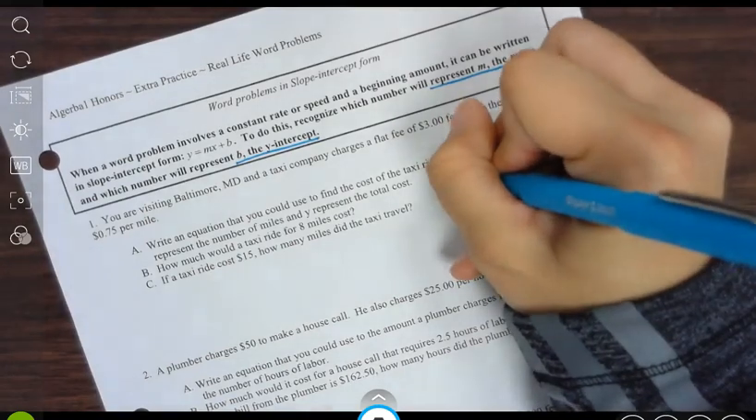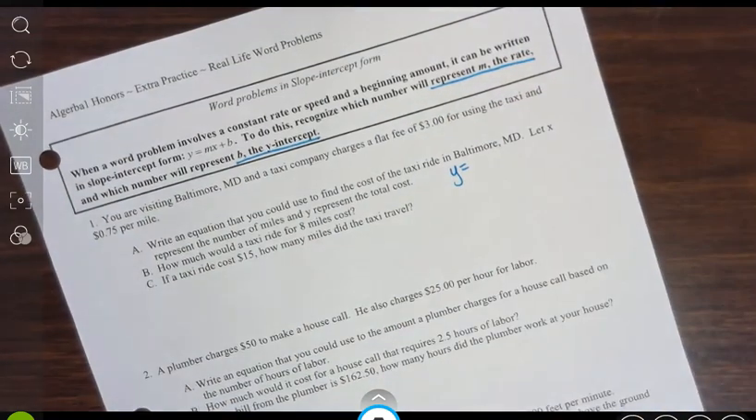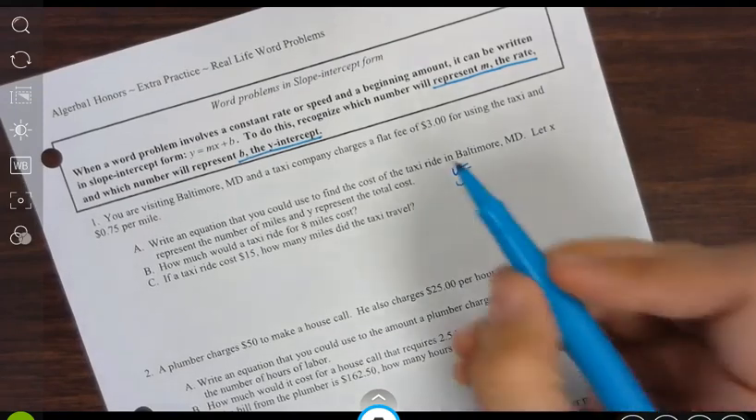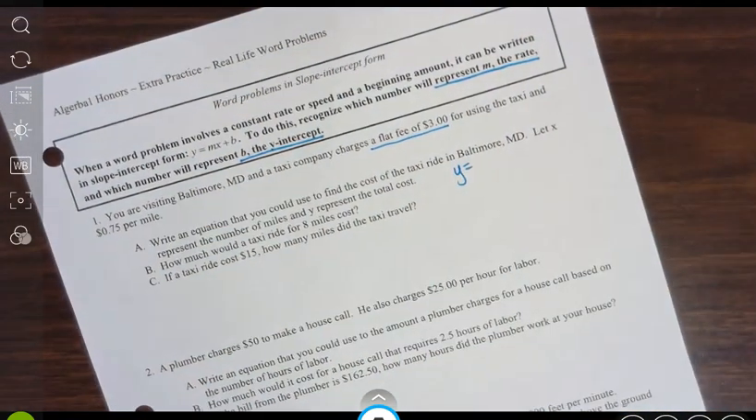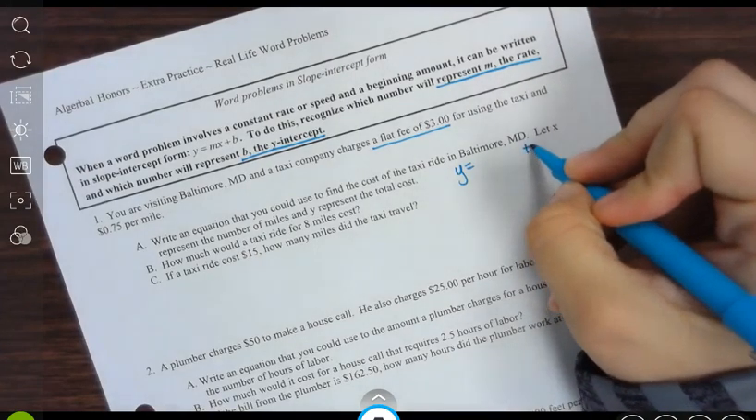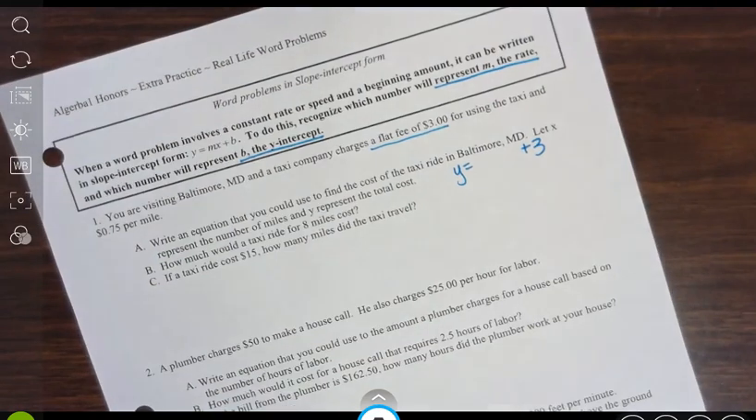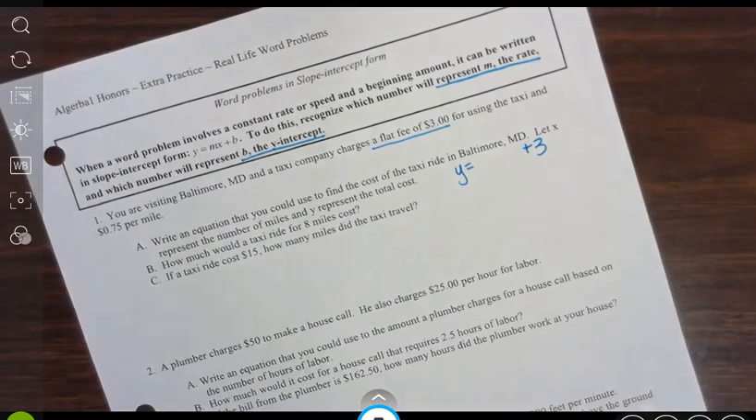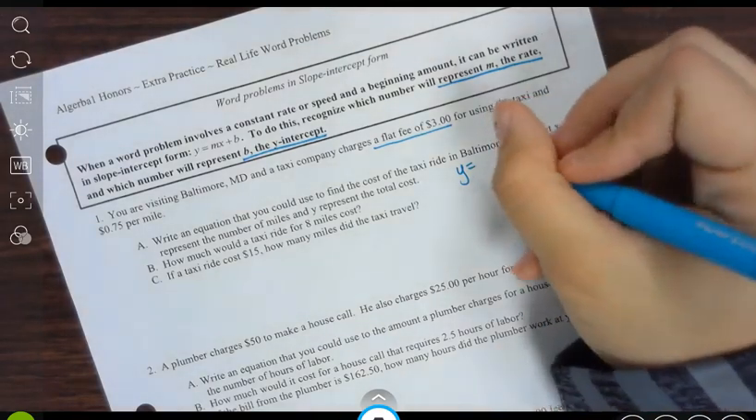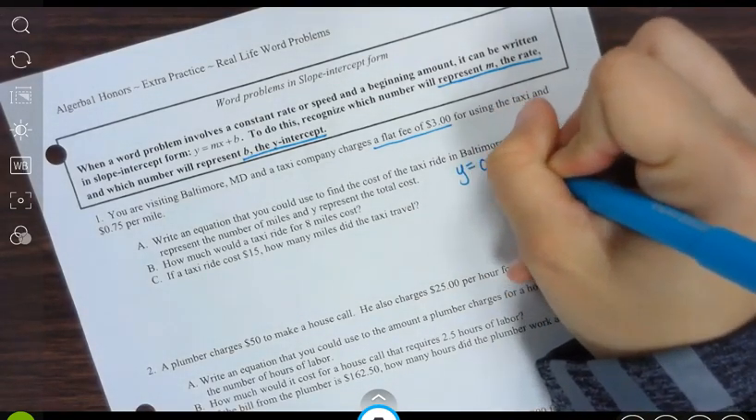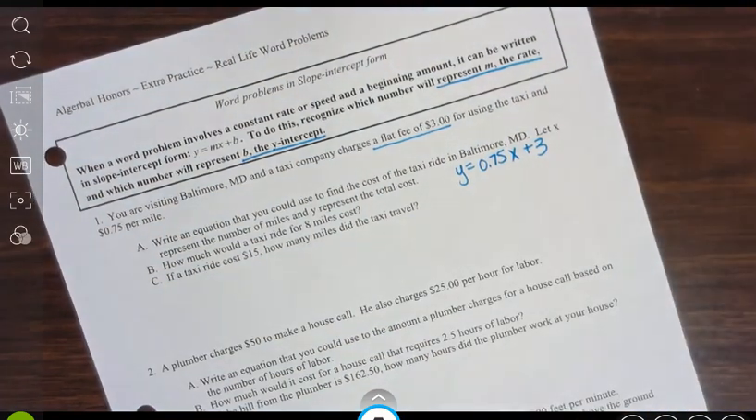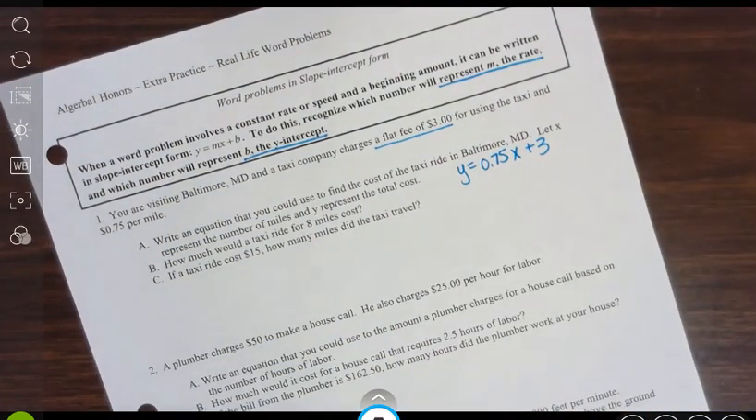Okay, so our total cost, y, we have to find out what our rate is. Our flat rate is never going to change, so that's going to be our constant. That is going to be our b value in this situation. So $3 is going to be charged no matter how far I go. So 75 cents is going to be charged per mile. So if we knew that that taxi went 50 miles, we could plug that in for x and solve.